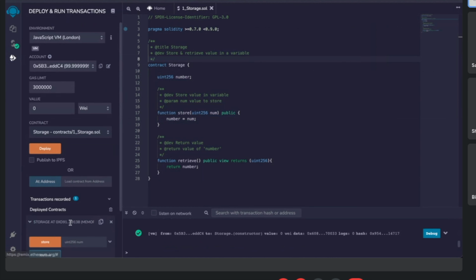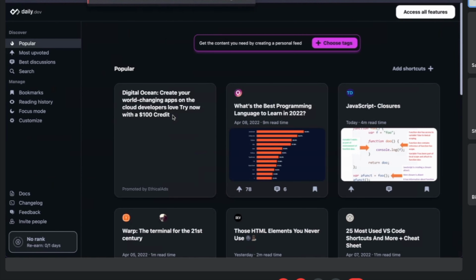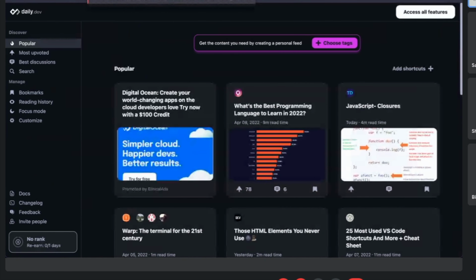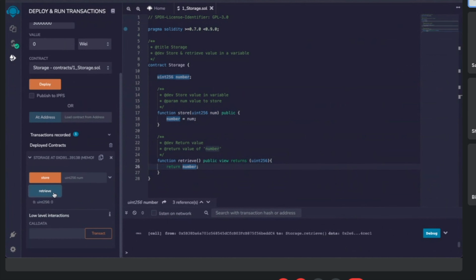This is the address of this code in a blockchain, and I have here two functions: store, where I store the number, or retrieve, where I retrieve the number. When I retrieve right now, there is a 0, so there is nothing. I can store here 101. Store, the transaction is stored.